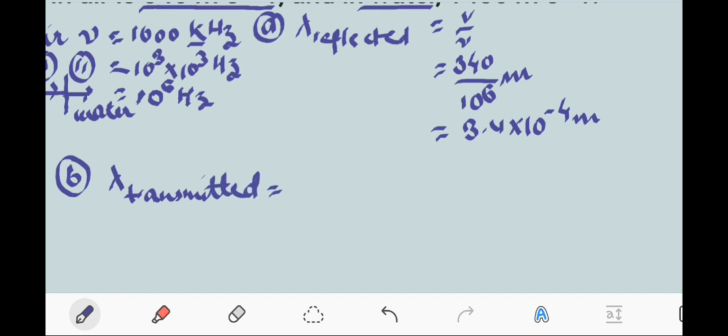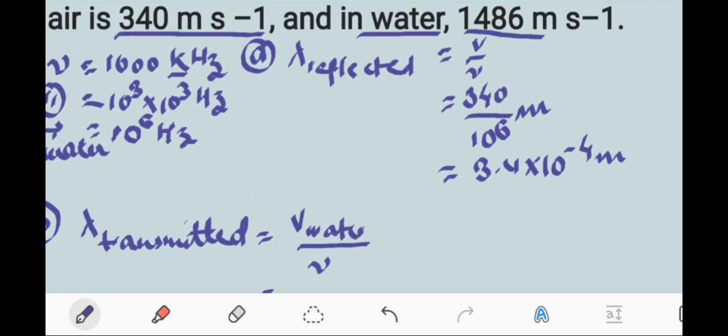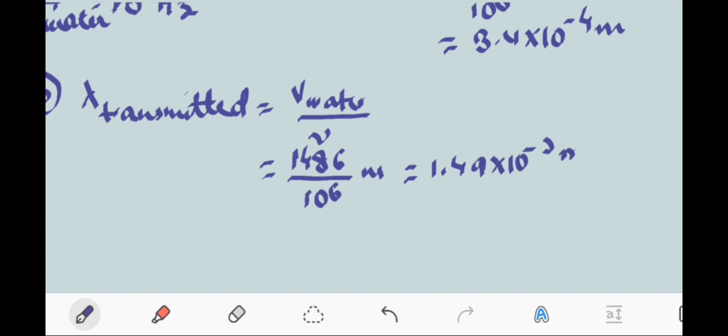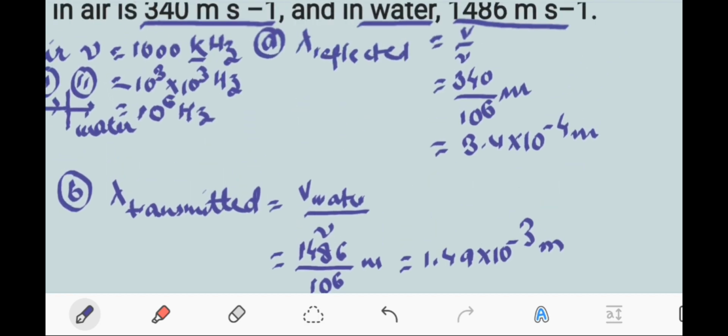wavelength of the transmitted wave is the velocity in water, because the transmitted wave is in water, divided by the frequency, which will be the same, of course, we have discussed it. Now the velocity of wave in the water is 1486 meter per second. So this will be equal to 1486 meter per second divided by frequency, that is 10 to the power 6 meters. When we solve it, we get the answer, somewhere around 1.49 into 10 to the power minus 3 meter. Okay, so this is how we used to solve these kind of questions.